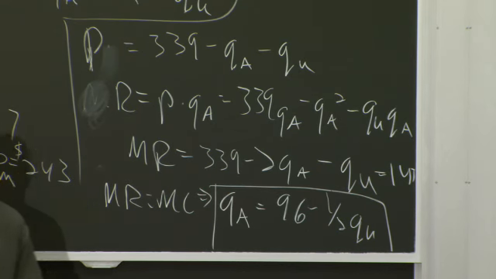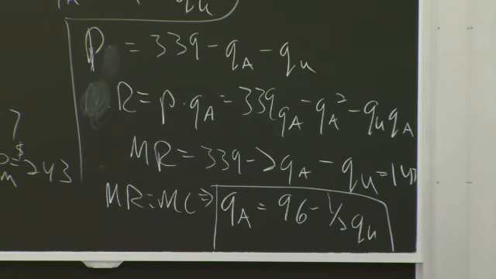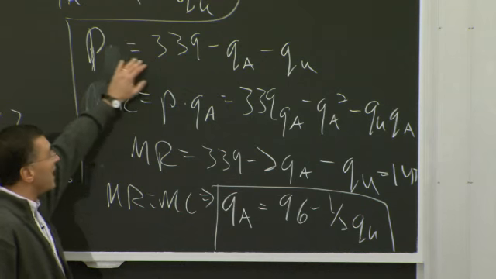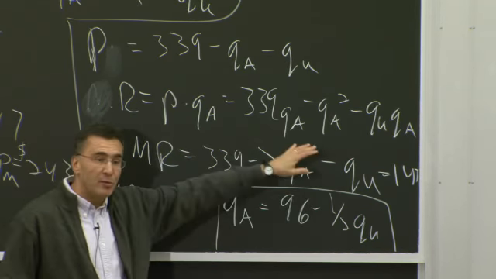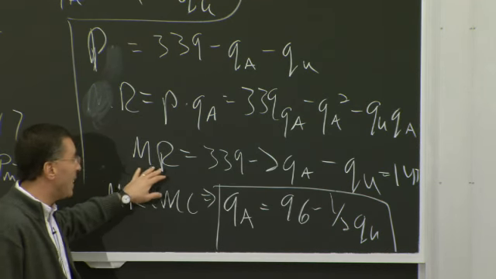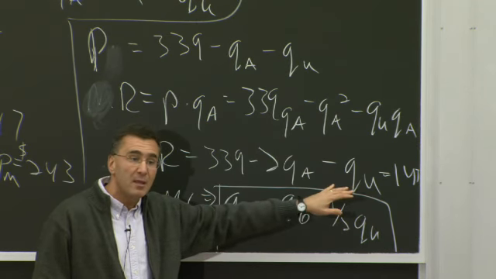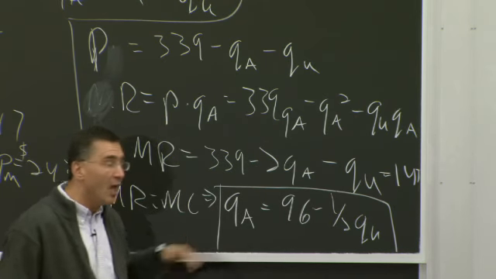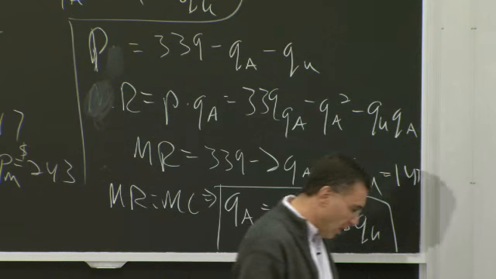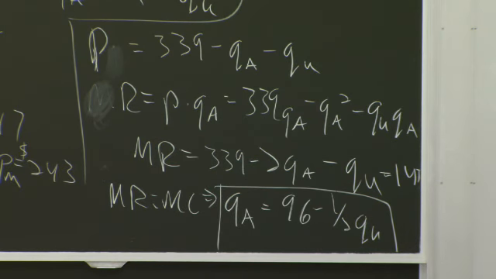Q_A equals 96 minus 1/2 Q_U. Once again, reviewing, what we're doing is we set up their residual demand function. We compute what that implies in terms of revenues. We differentiate with respect to their control variable, Q sub A, to get a marginal revenue function. You set that equal to marginal cost, and you solve for their best response curve. Essentially, we've just solved mathematically for the curve you see here graphically.